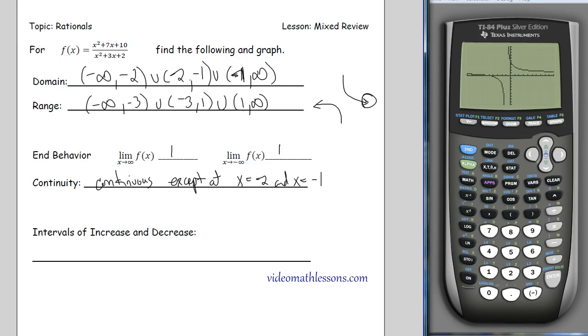Increase or decrease? If I put a ball on this thing and I was going to read it left to right, the ball would roll downhill this way. And if I put the ball up here, it would also roll down. This graph is always decreasing. You don't write it that way, but that's just what it is. So if I said what are the intervals of decrease, it's the same as the domain for this problem.